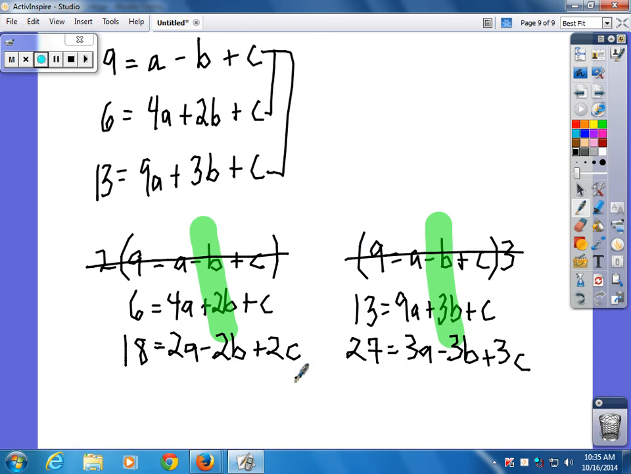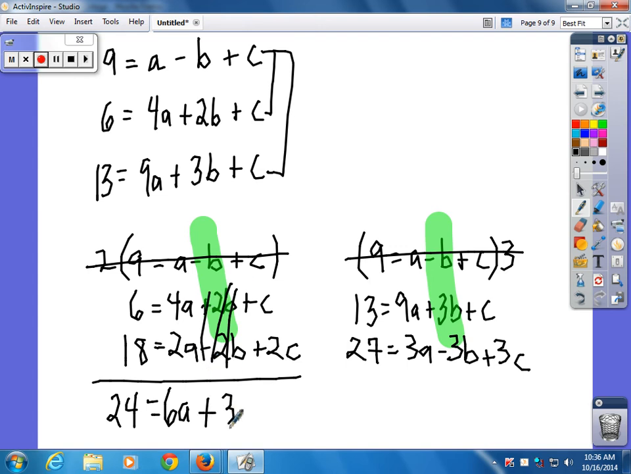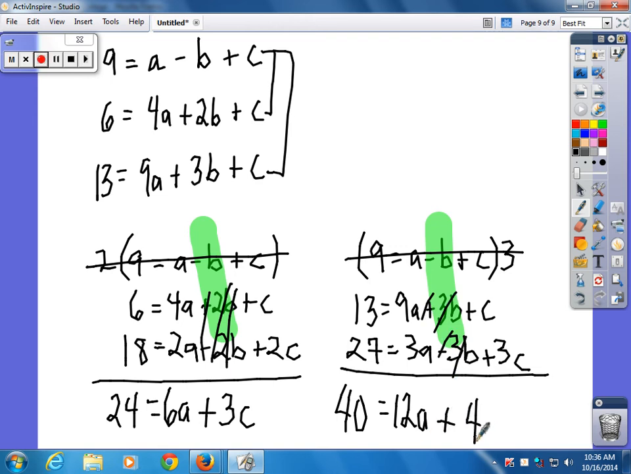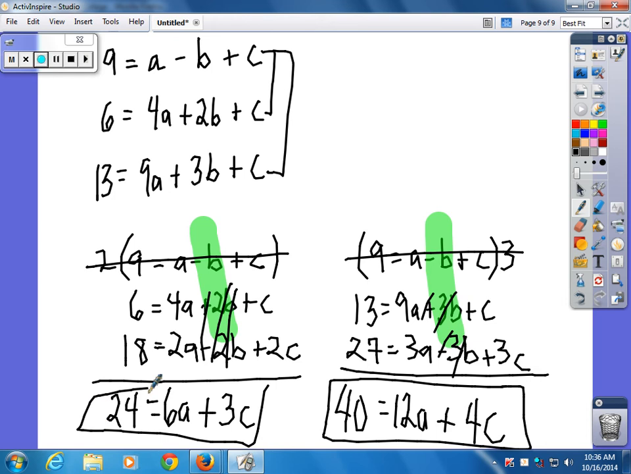And what's 18 plus 6? 4a plus 2a. That goes out. 1c plus 2c. Plus 4c. Now what do we have? Two equations and two unknowns. Now you can solve for one of those. And then start back substituting.